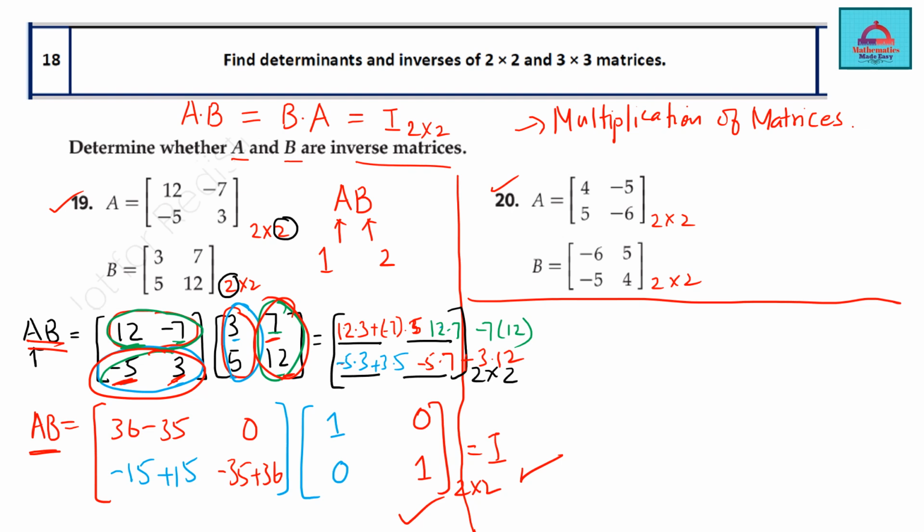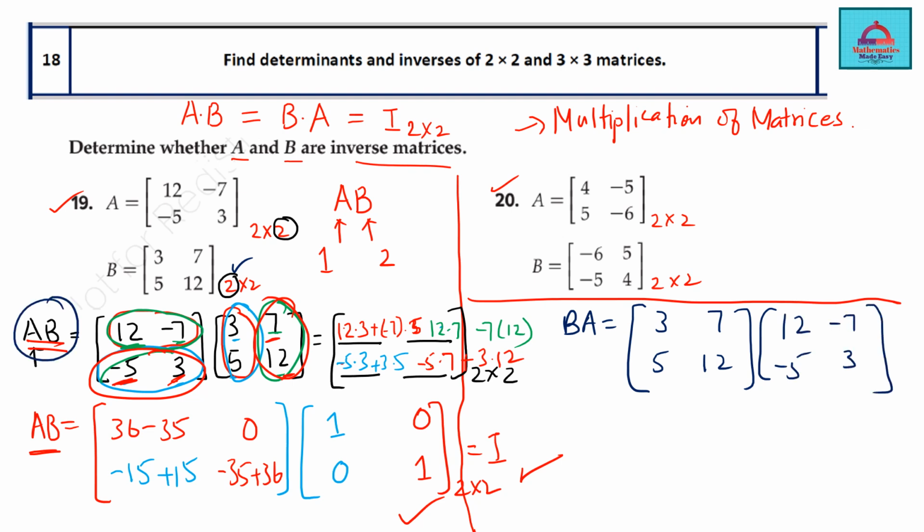Now I don't have much space, so I'm going to write it here, B with A. So what changes? The order. First I write B: 3 with 5, 7 with 12, and then I write A: 12 with minus 5 and minus 7 with 3. I hope you understand the difference between AB and BA. It's just the order. Again, my condition for matrix multiplication is true because both are 2 cross 2, so the number of columns of the first matrix equals the number of rows of the second matrix. So our result will also be 2 cross 2.